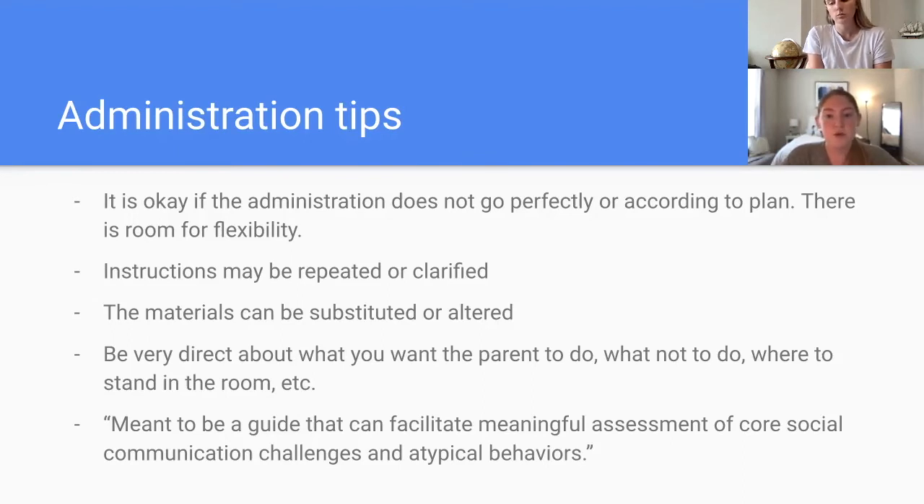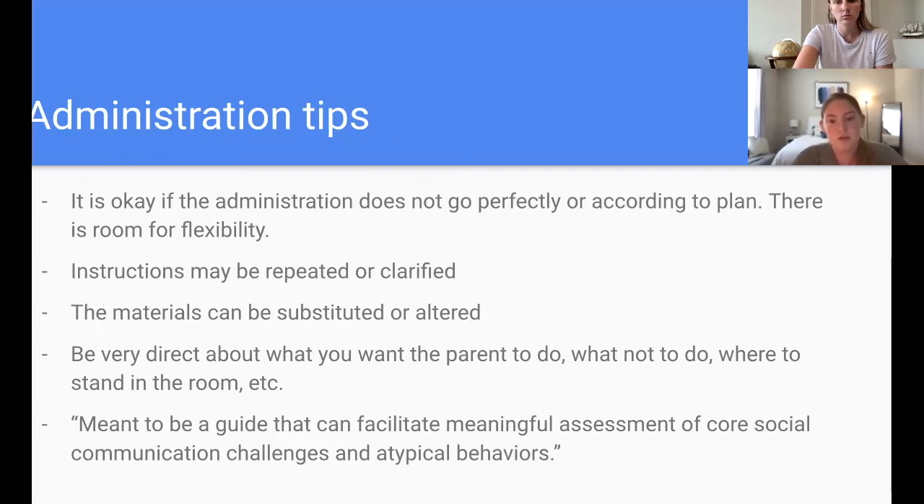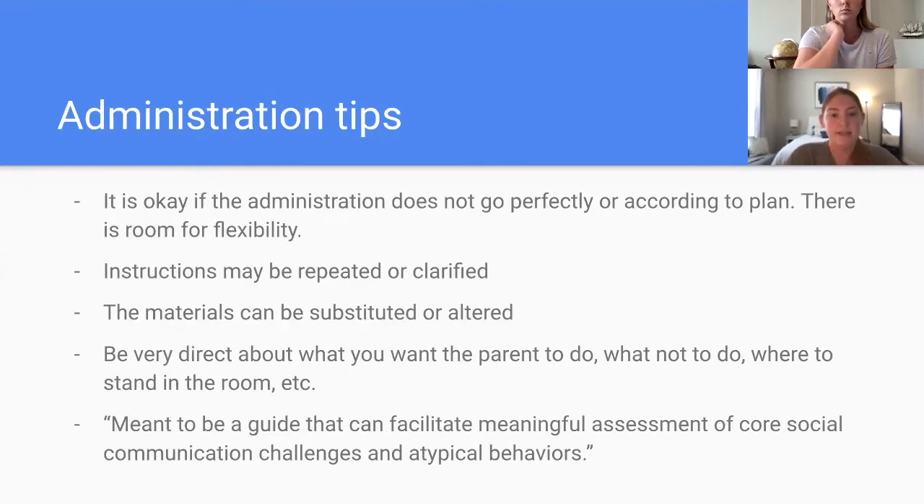It's also important to be very direct with the parent, telling them what exactly you want them to do, what you don't want them to do. Another piece of that is being very clear about where you want them and the child to be positioned. And then I pulled this quote directly from the creators of the tool, that this assessment is meant to be a guide that can facilitate meaningful assessment of core social communication challenges and atypical behaviors.